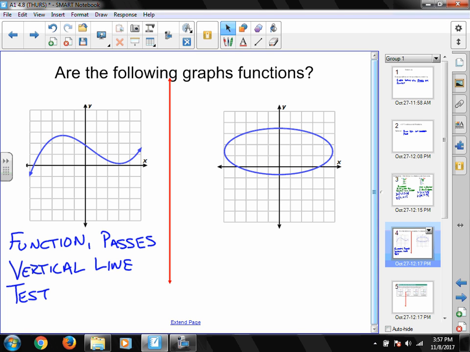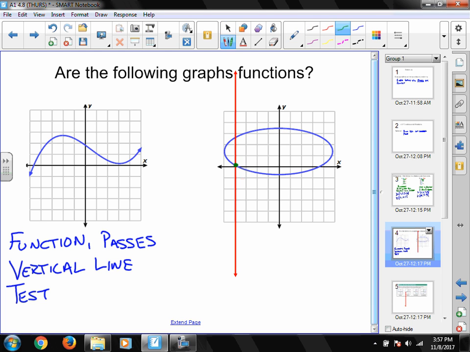And let's take a look at our oval here. You guys may already be able to see what's going to happen here. But I slide. I touch 2 points on the graph at the same time. So I'm touching right here, and I'm touching right here. So that, of course, is enough for me to say this is not a function.